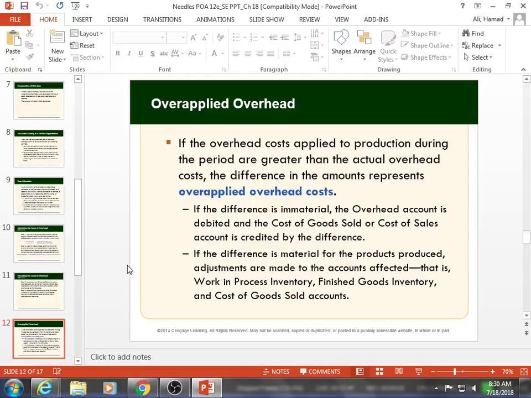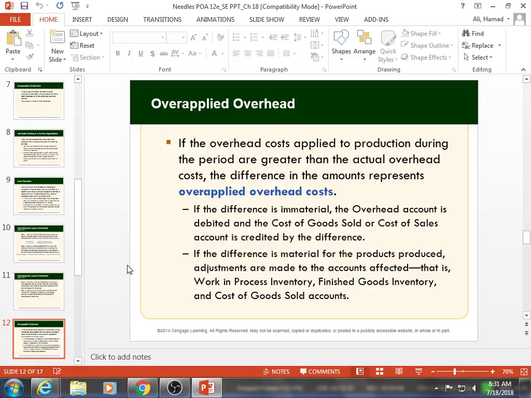Now, over applied overhead cost means you overestimated. So what should you do about that extra? You compare between the actual and the estimated. Don't you count it as a loss? No, it's not a loss, but remember, it's only an estimate. You overestimated. If the difference is material for the products produced, adjustments are made to accounts affected.